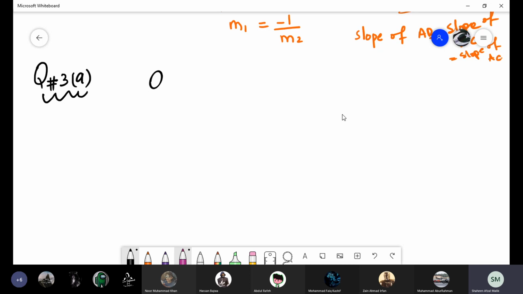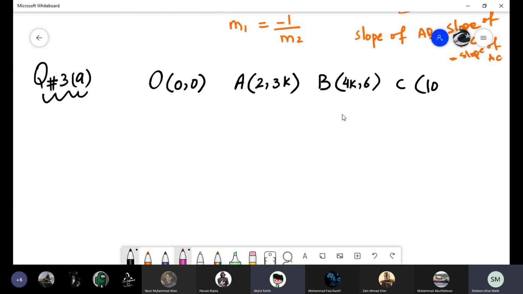One is O, and its coordinates are 0 and 0. What are the coordinates of A? 2 and 3k. And B is 4k and 6. And for C, 10k and 7.